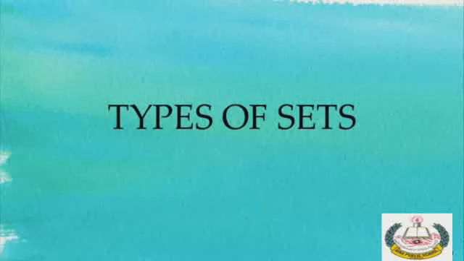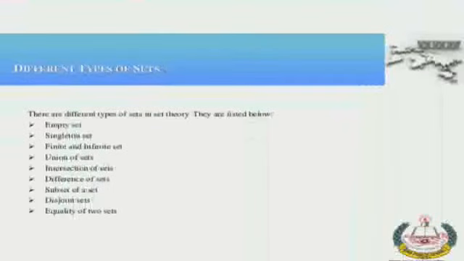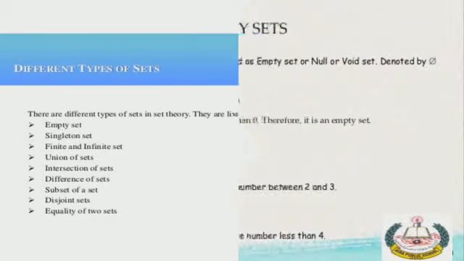Now we will learn about types of sets. There are different types of sets in set theory. They are listed below: empty set, singleton set, finite and infinite set, union of two sets, intersection of sets, difference of sets, subset of a set, disjoint sets, equality of two sets.